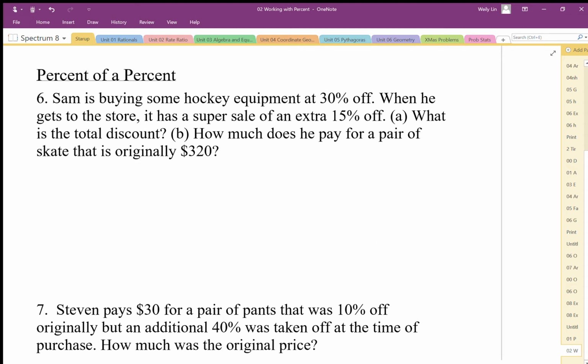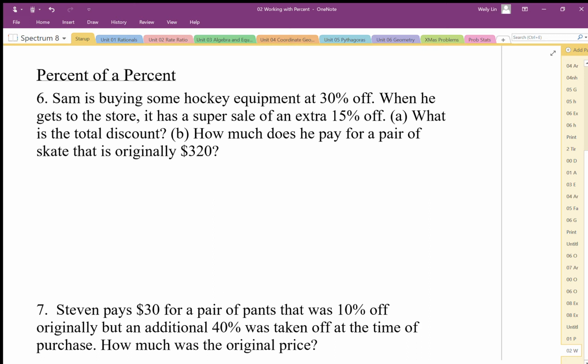So percent of a percent is a situation where we do not add the percentages together, but we layer the percentages with multiplication. Here Sam is buying some hockey equipment at 30% off, and he gets an extra 15% off when he actually gets to the store because there's a super sale going on. This does not mean that he gets 45% off. We do not add together these percentages like we did with GST and PST with taxes. This works differently.